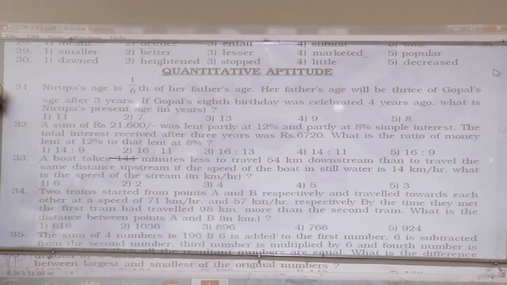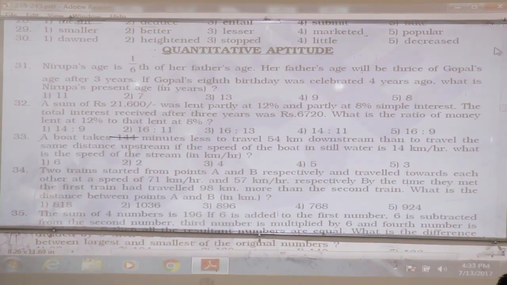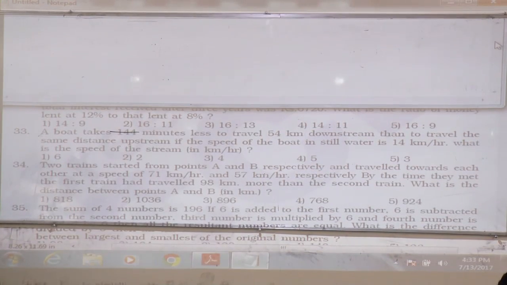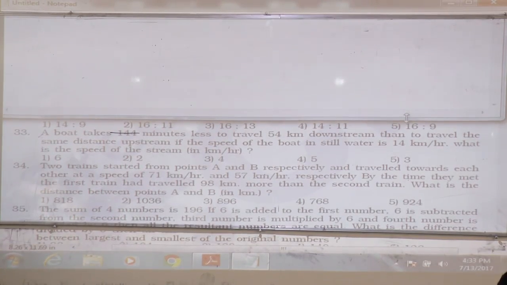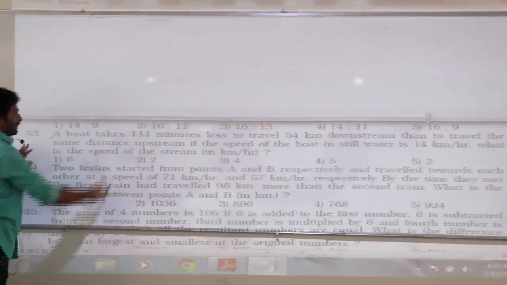Now, what is given in the question? What information is given? 144 minutes. What is this 144 minutes?